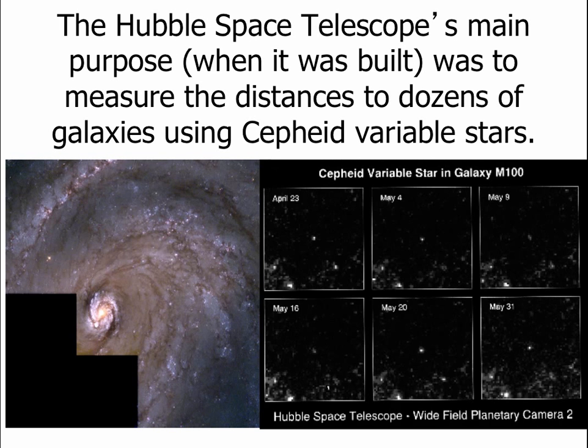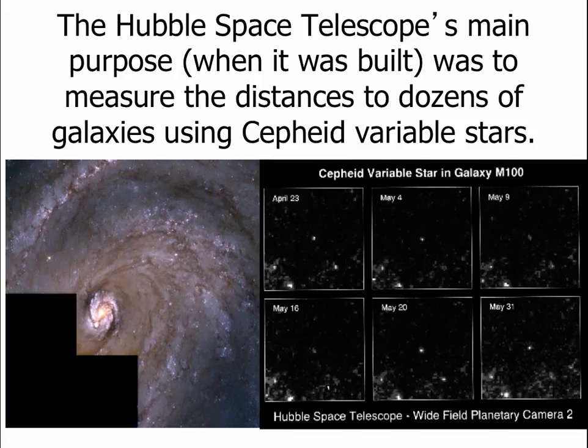The Hubble telescope, when it was built, one of its primary purposes was to detect Cepheid stars in as many galaxies as possible. This allows us to get a better statistical sample, which allows us to better calibrate distance measures we will use in looking at more distant objects.